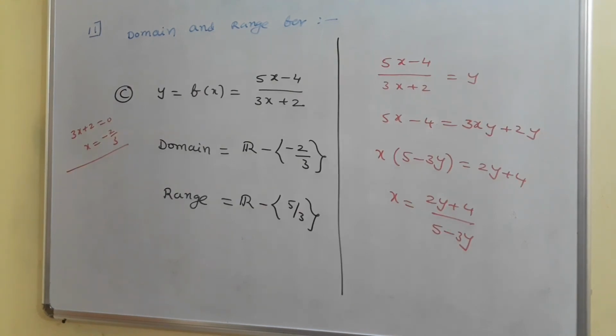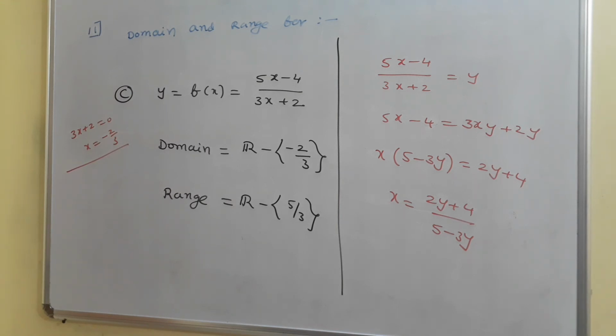Another problem. If f of x equals (5x minus 4) by (3x plus 2), and the denominator 3x plus 2 is 0, then f of x does not exist. So remove minus 2 by 3 from the real numbers. The domain is all the real numbers minus the set containing minus 2 by 3.